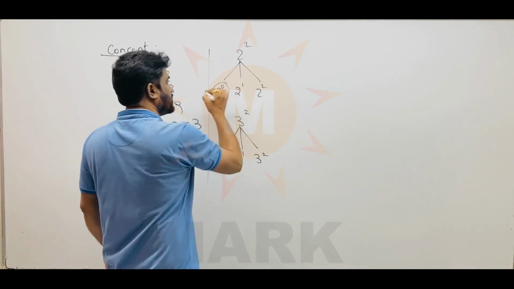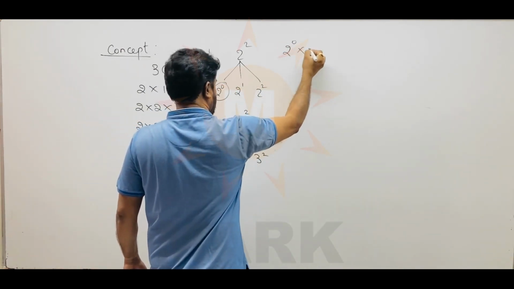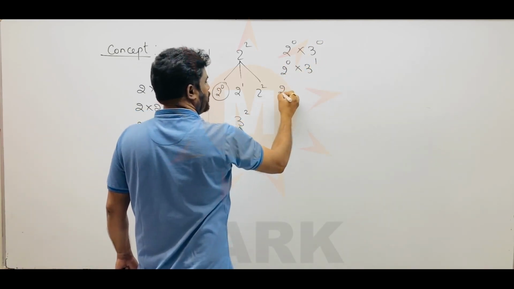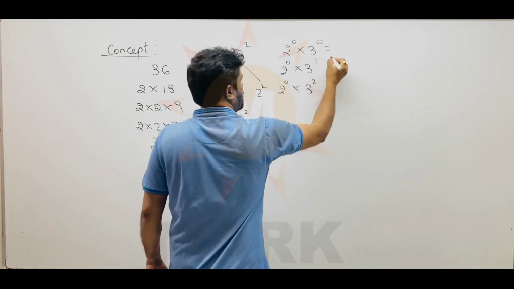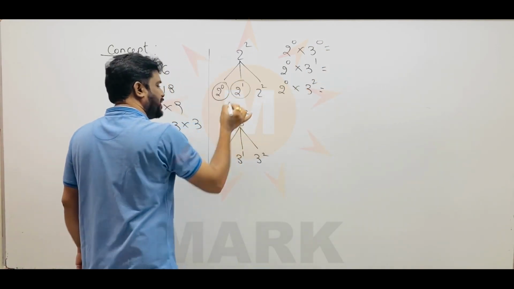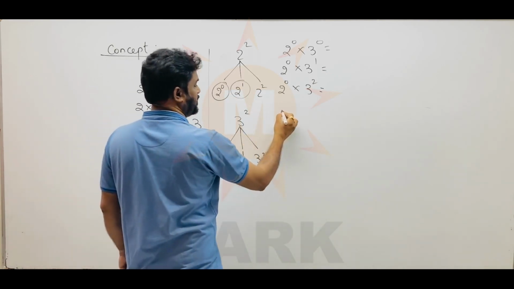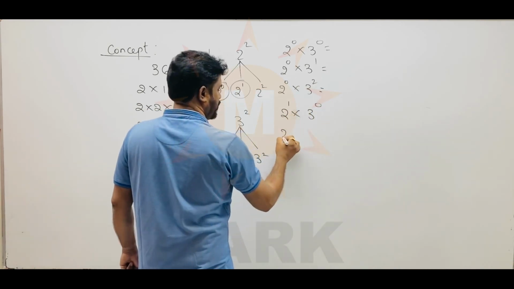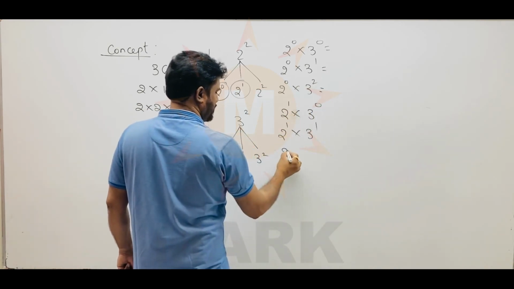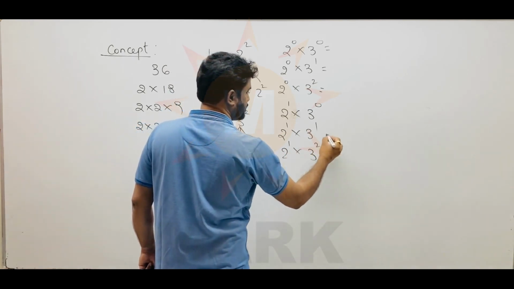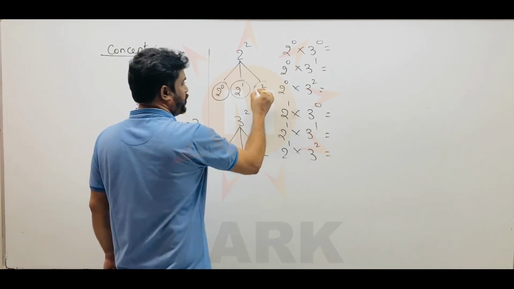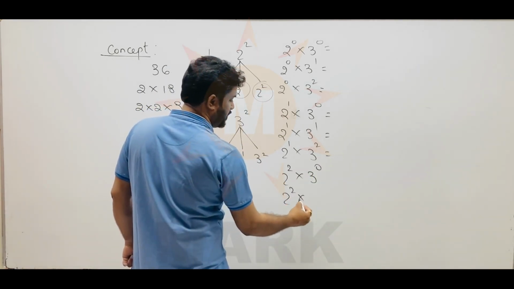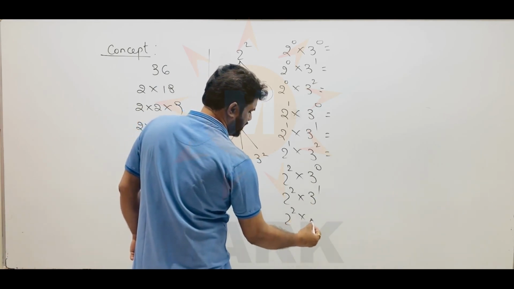So first I am taking 2 power 0. 2 power 0 into 3 power 0, 2 power 0 into 3 power 1, 2 power 0 into 3 power 2. That is the first set. Now I am taking the next number and connecting with these 3. Second set: 2 power 1 into 3 power 0, 2 power 1 into 3 power 1, 2 power 1 into 3 power 2. Next, 2 power 2 into 3 power 0, 2 power 2 into 3 power 1, 2 power 2 into 3 power 2.